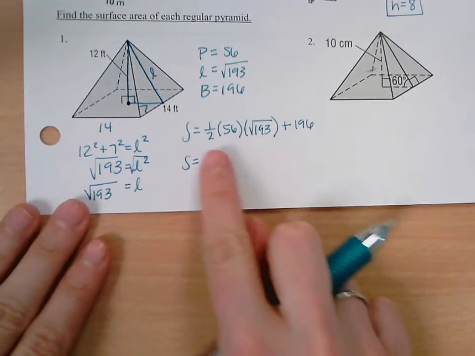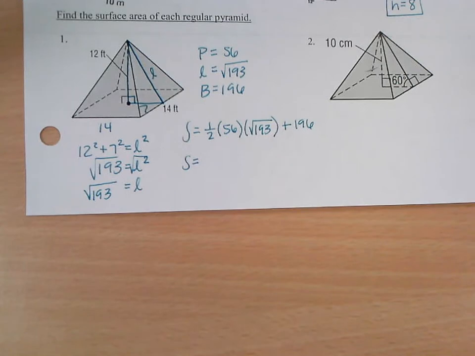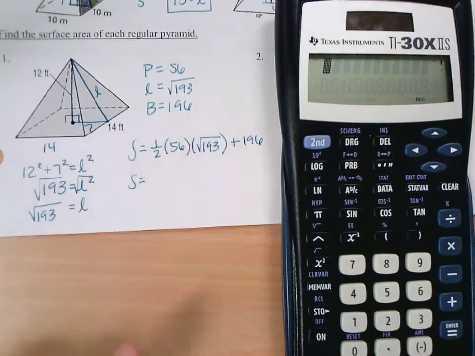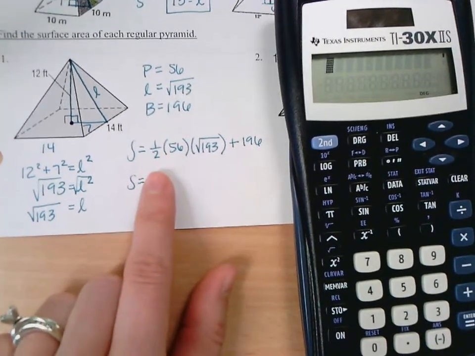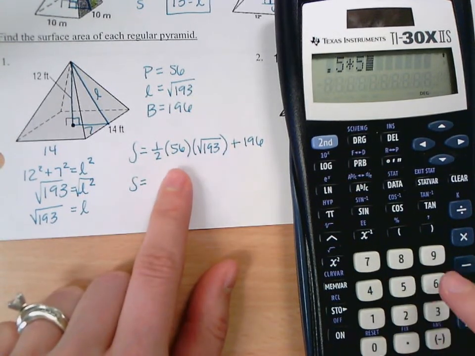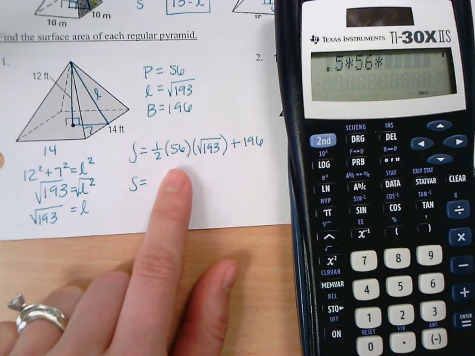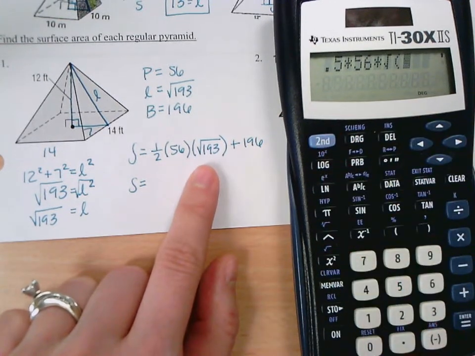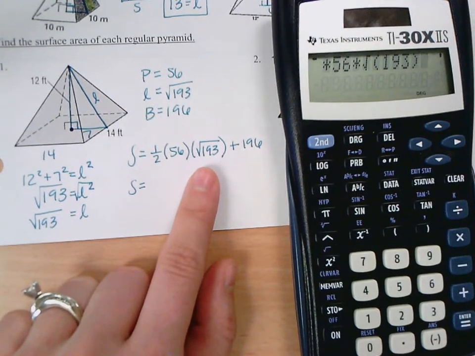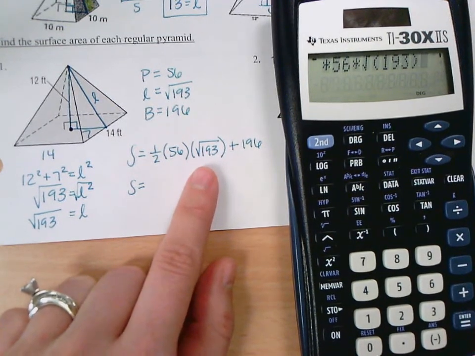And then I type all of this in. And again, I know calculators work differently depending on which one you have, so make sure you can type it into yours and get the right answer. So the way I type this in, I type in 1/2 as 0.5. So I would do 0.5 times 56 times the square root of 193. Make sure you close the parentheses. And then you could hit enter here.